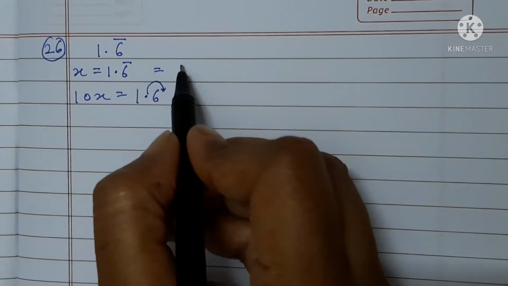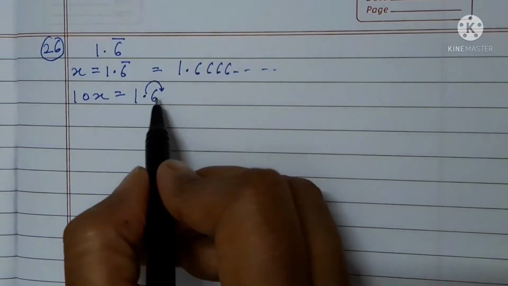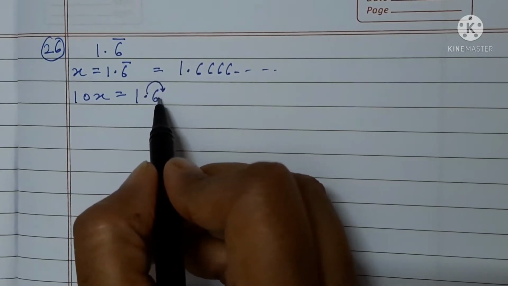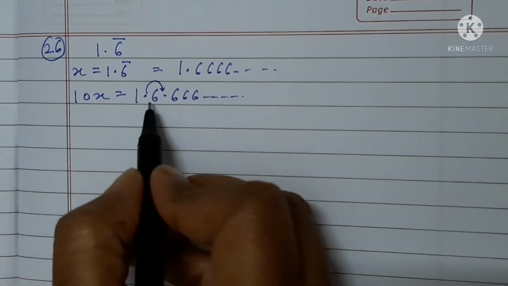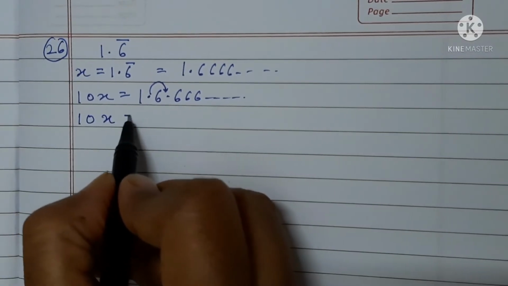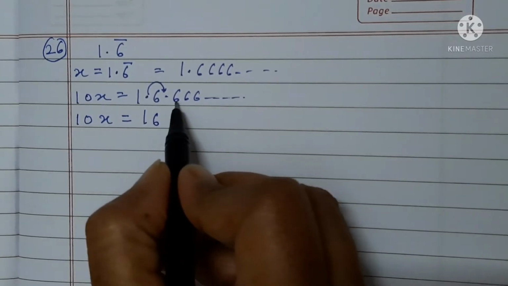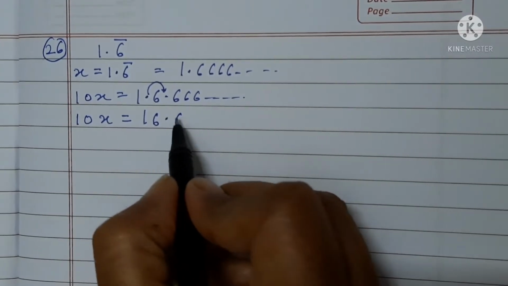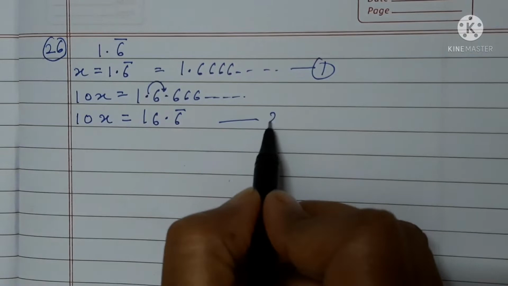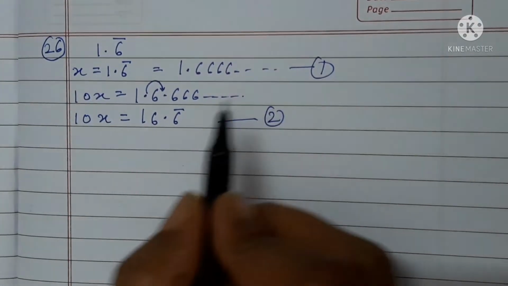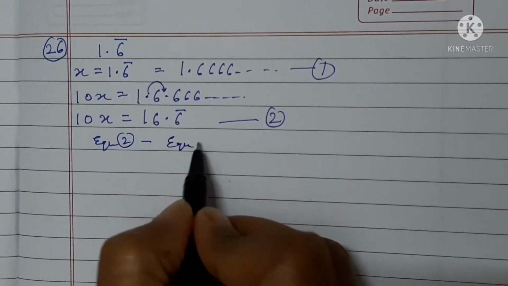First I will show what this is: 1.6666 and so on, and this decimal will come here, so you can write 16.666 and so on. So 10x is equal to 16.6 bar, with this decimal shifted here, this becomes 16 and the 666 you can write as 6 bar. Suppose this is equation first and this is equation second. Subtract equation second minus equation first.